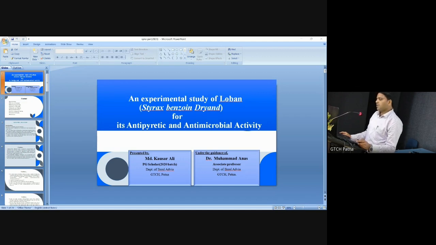Mizaj, temperament: hot in the second degree, dry in the first degree. Dose is 3 to 5 grams.